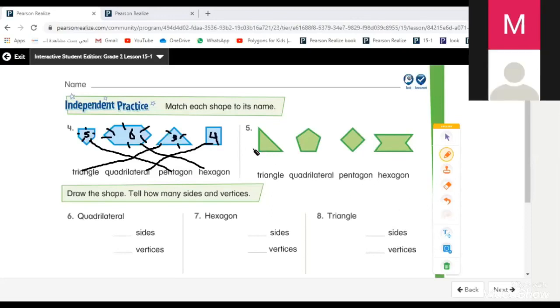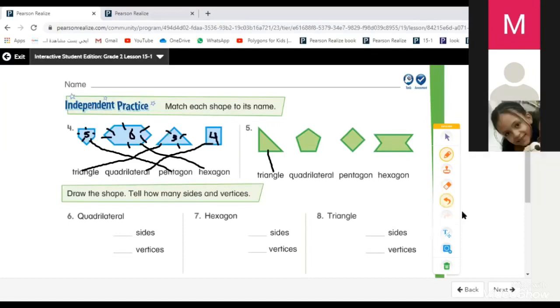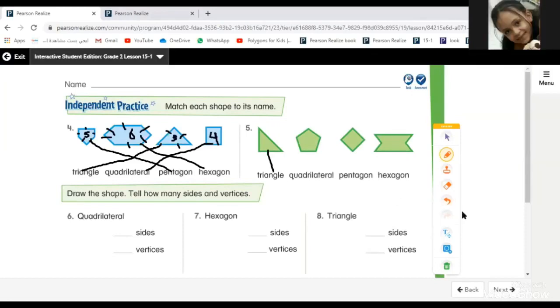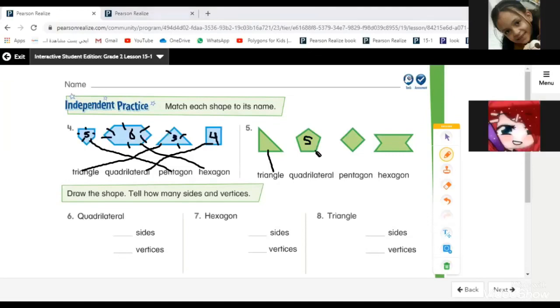Okay. Asin, this shape, what do we call it? Number 5. It has 3 sides. What do we call it, Asin? Triangle. Great job. Thank you. Okay. Maryam Sharif, this shape has 5 sides. What do we call that? Pentagon. Great job. Excellent.